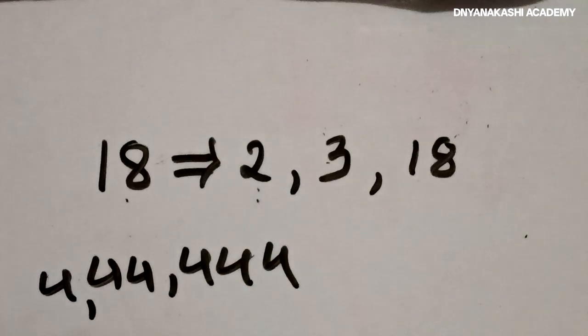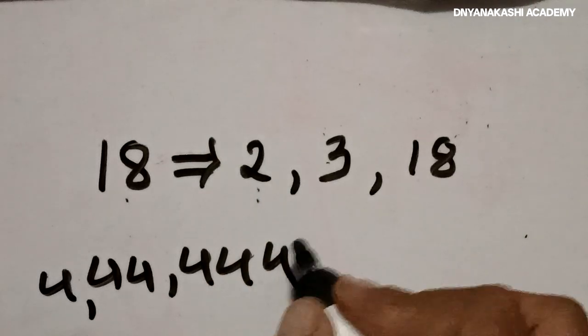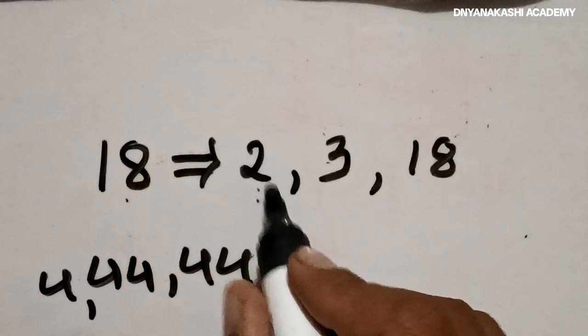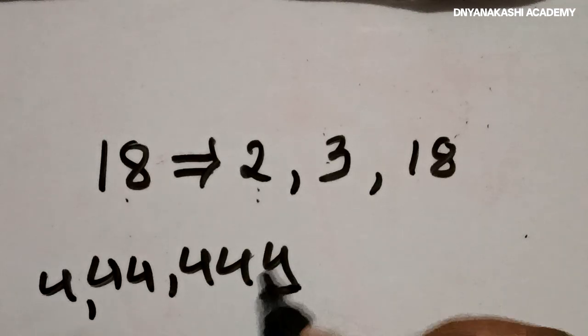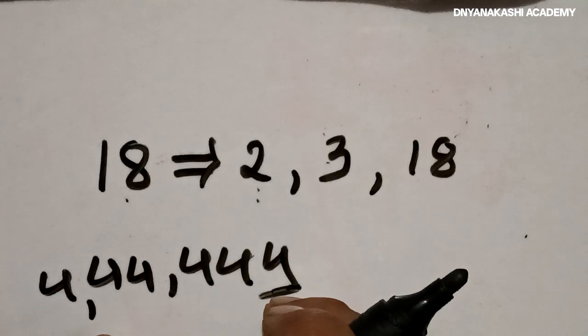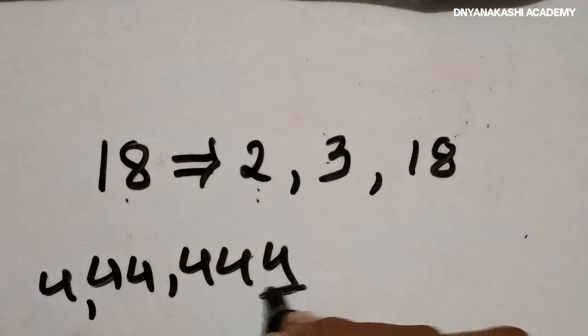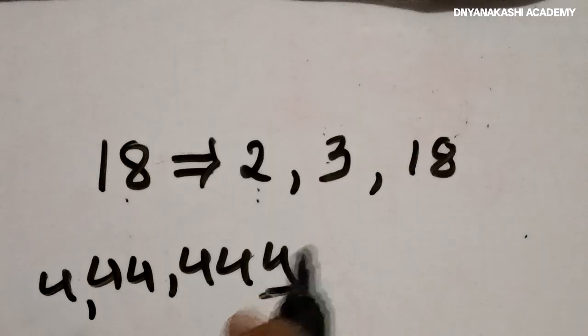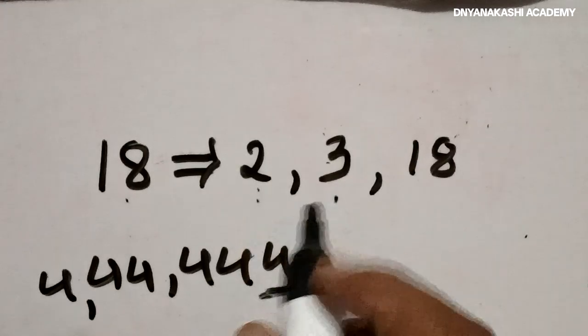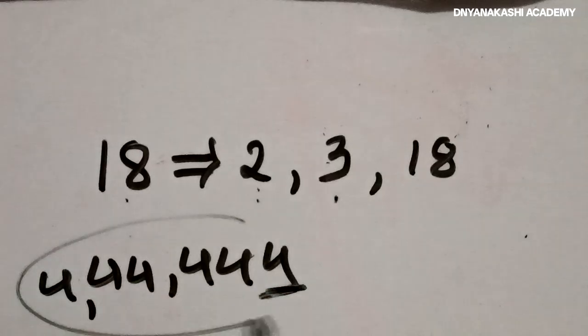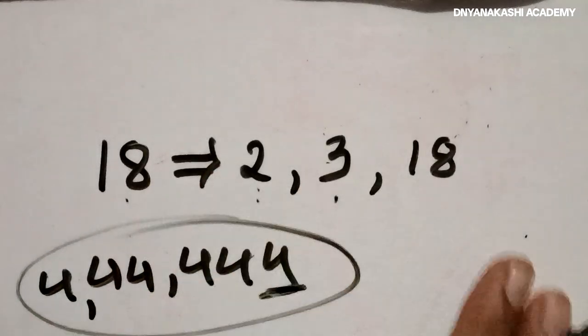4,44,444. First option is like this. Unit place divisibility test of 2: unit place is an even number, so this is completely divisible by 2. And 3: this is not completely divisible by 3. That's why this number is also not completely divisible by 18.